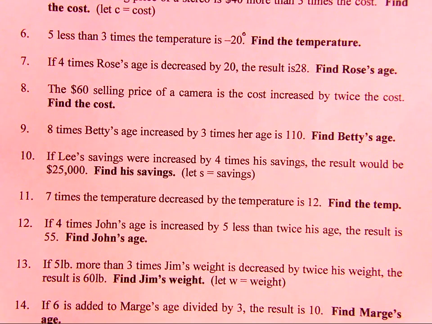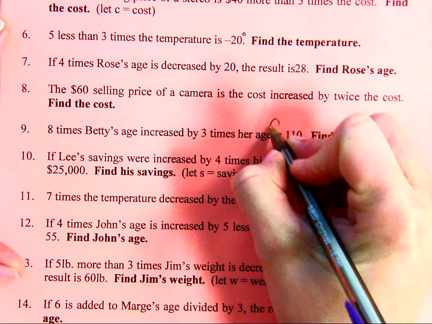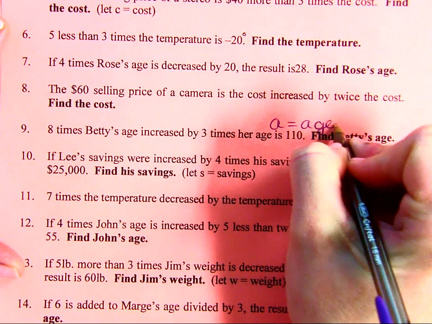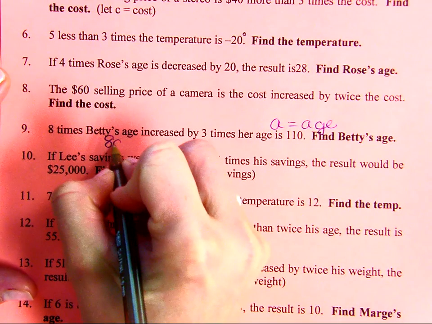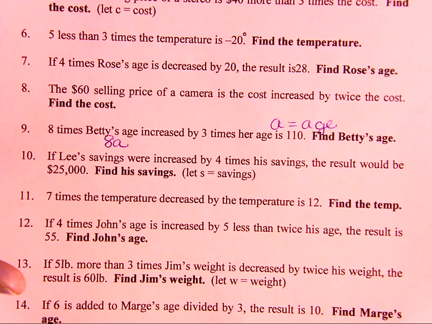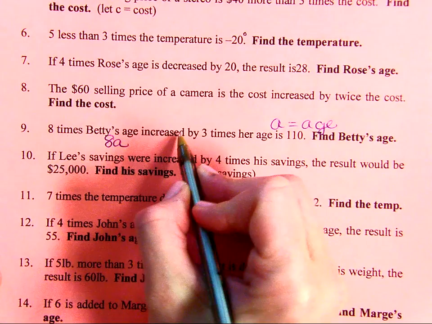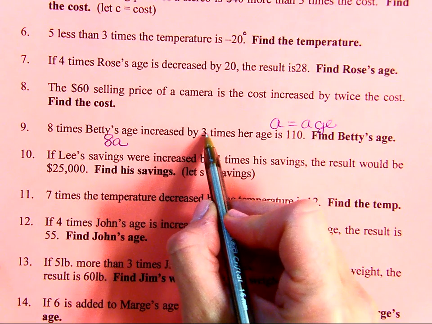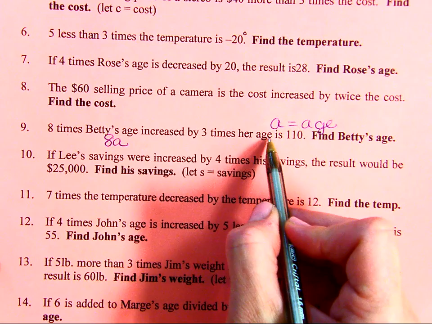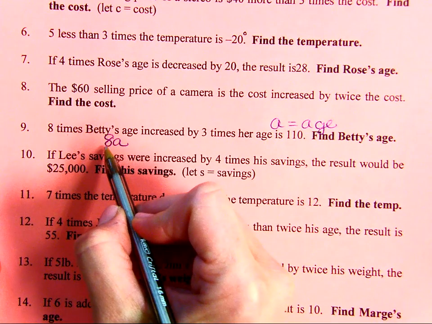Boy, Betty must be old, huh? Well, not necessarily. But what does this problem mean to you? Guys, look. If we're going to let A equal Betty's age, then what's 8 times her age? 8A. You are not working, right? You're following me because you're not going to know what to do when you get to numbers 9, 10, 11, 12, 13, and 14, unless you're watching. 8 times Betty's age increased by, wait, now stop. Is it increased by 3? Or is it increased by 3 times her age? So if 8 times her age is 8A, what is 3 times her age?